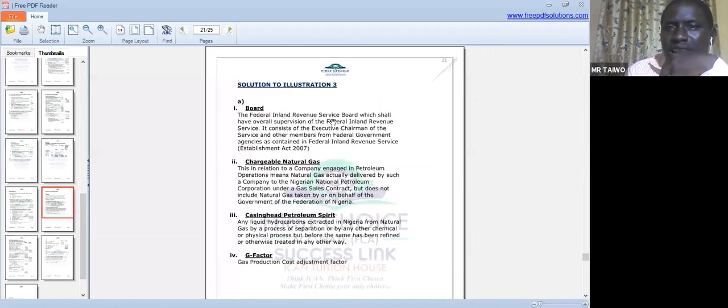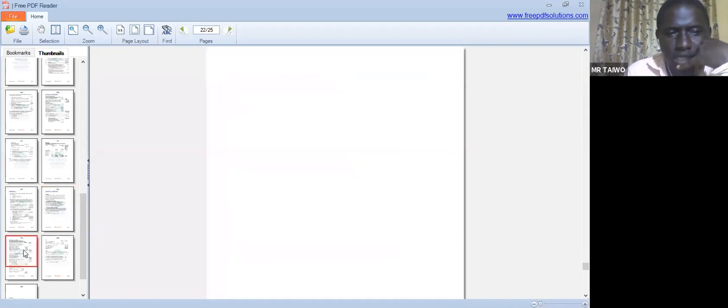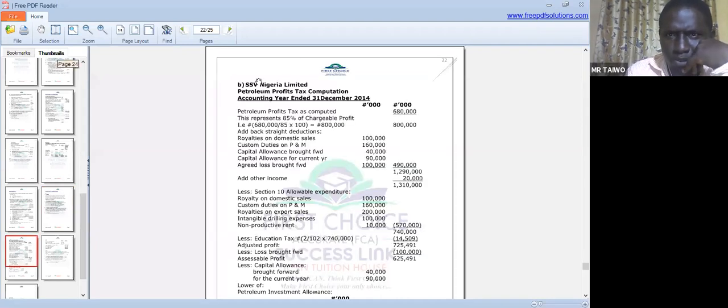This is the board. The Federal Inland Revenue Board is what they mean. Chargeable natural gas is the total natural gas they sold. Look at it there. This is in relation to a company engaged in petroleum operations. It means natural gas actually delivered by such a company to the Nigerian National Petroleum Corporation under a gas sales contract, and casing head. Any liquid hydrocarbon extracted in Nigeria from natural gas. That's casing, and G factor is gas associated cost factor. So if you look at it, please look at the way you now compute this.